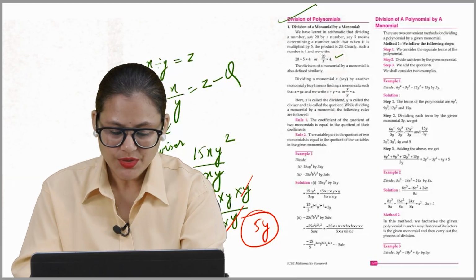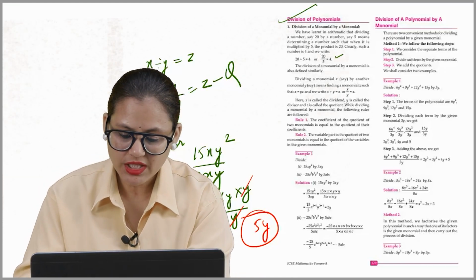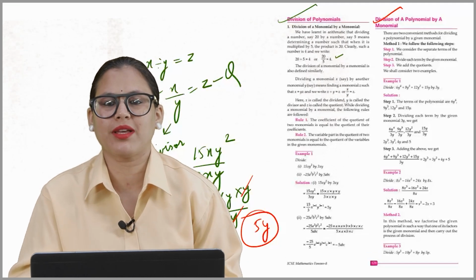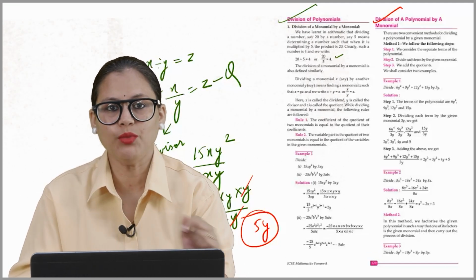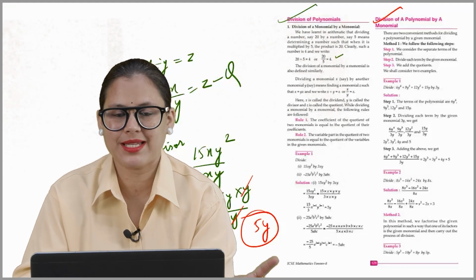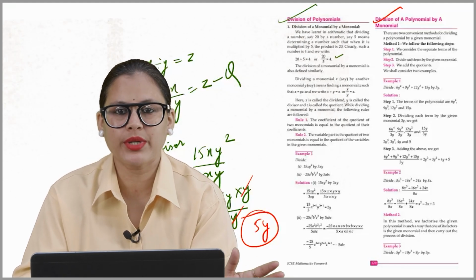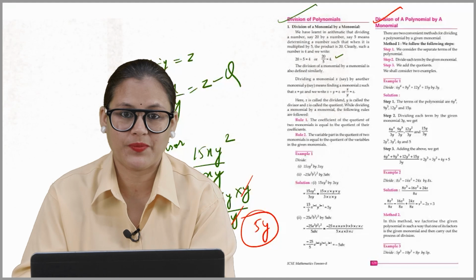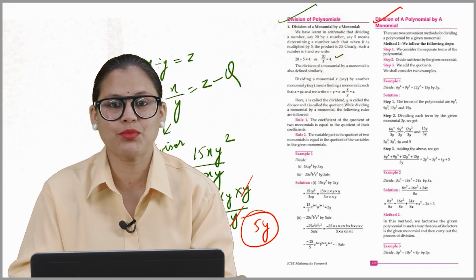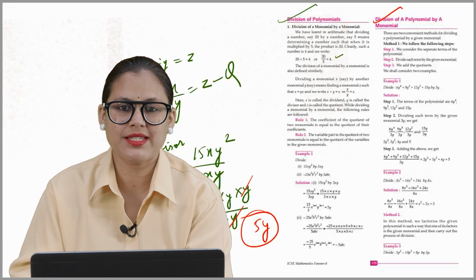Okay. Next, division of a polynomial by a monomial. There are two convenient methods for dividing a polynomial by a given monomial. Method 1, we follow the following steps. Step 1, we consider the separate terms of the polynomial. Step 2, divide each term by the given monomial, and step 3, we add the quotients. So, we shall consider two examples.